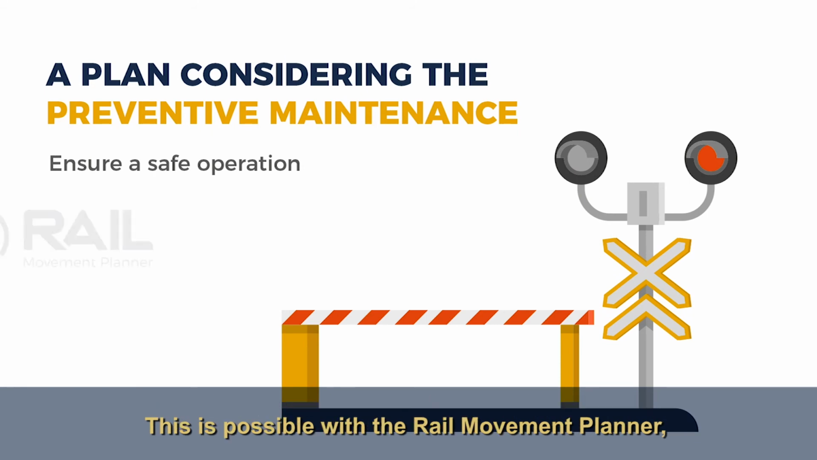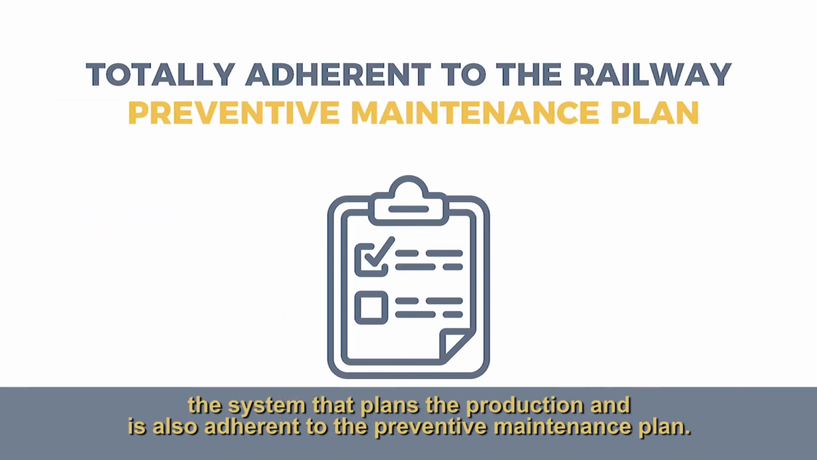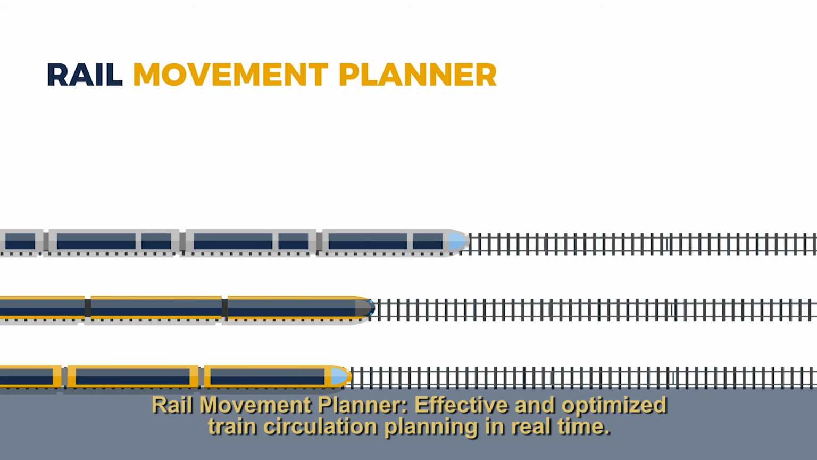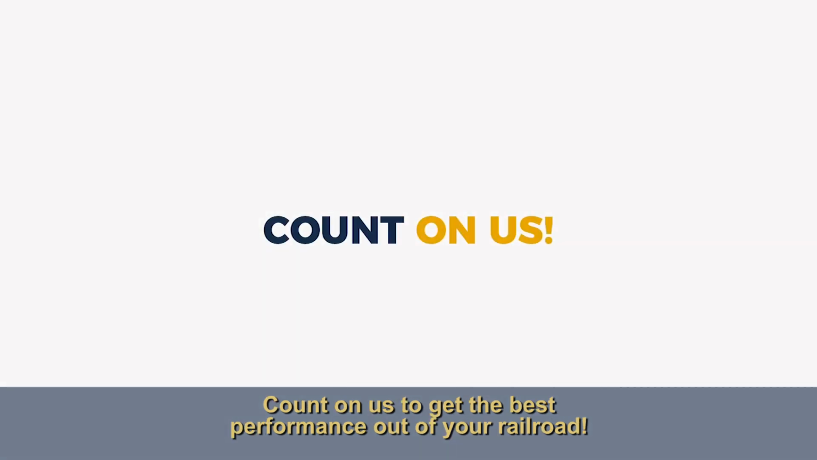This is possible with the Rail Movement Planner, the system that plans the production, and is also adherent to the preventive maintenance plan. Rail Movement Planner. Effective and optimized train circulation planning in real time. Count on us to get the best performance out of your railroad.